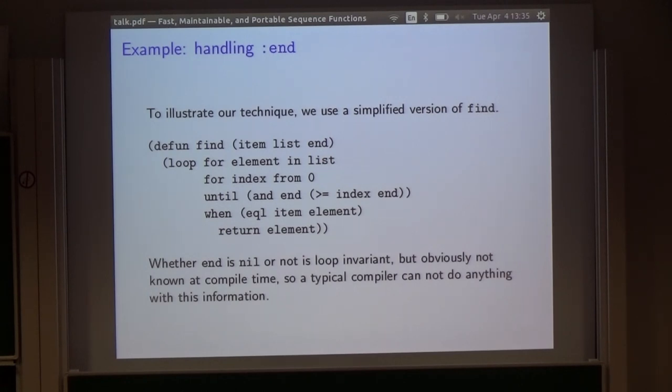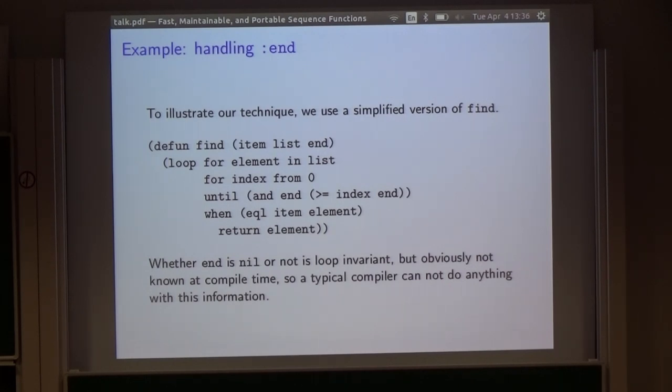So the simplified find function, if you don't do any particular specialization, will look like this. It will have a loop, and then inside the loop, it will say something like, well, if it's both the case that the end parameter is true and the index is greater than or equal to that end parameter, then we stop. Otherwise, we compare the element, and if it's EQL, we return it. It's a very reasonable definition of this particular special case of the find function.